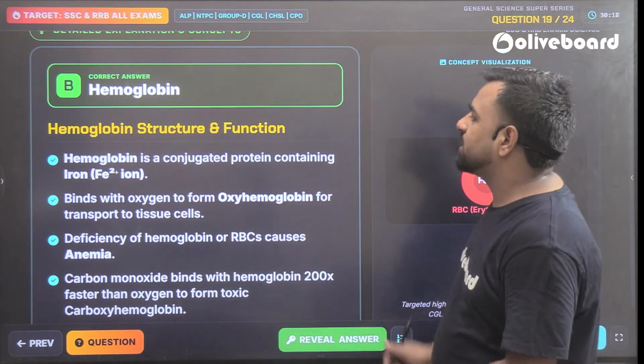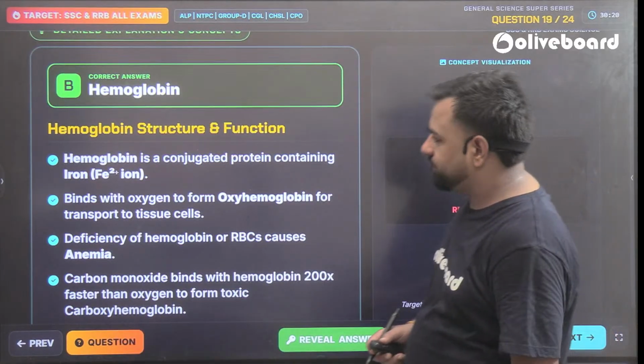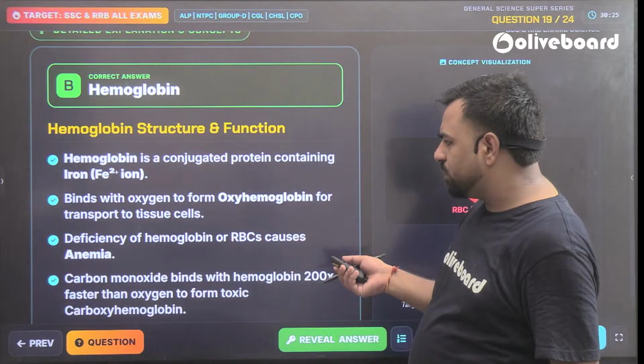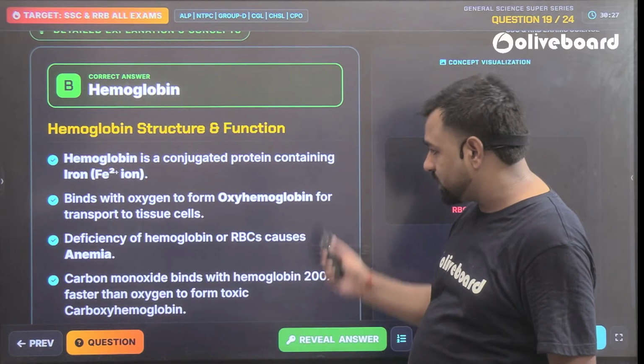So hemoglobin is a conjugated protein containing iron. Then we have it binds the oxygen to form oxyhemoglobin. So we have discussed everything. There's nothing new. Acha, one more thing.